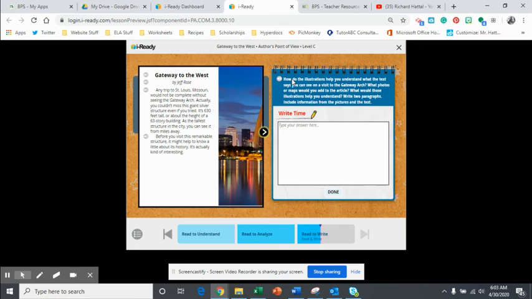And then paragraph number two would be the second part. What photos or maps would you add to the article? And then what would those illustrations help you to understand? Write two paragraphs. So, what would you like to see more of at the Gateway Arch?